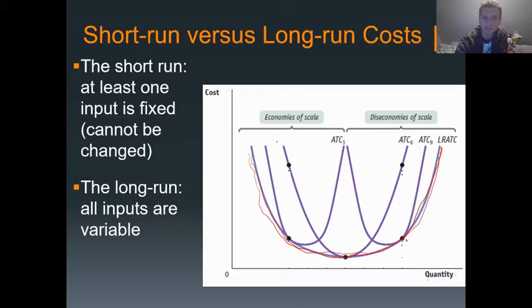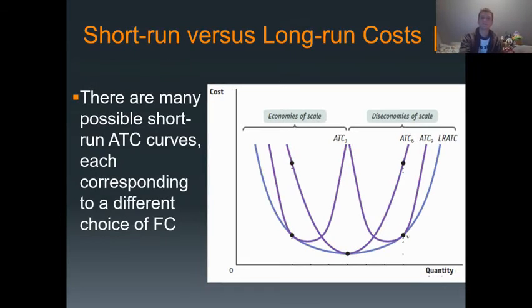Here we have one short run loop labeled ATC3. Here we have a second short run loop labeled ATC6. And here we have a third short run loop labeled ATC9. So anytime you see a long run ATC, it's just going to look like a big one with a bunch of short ones in between.